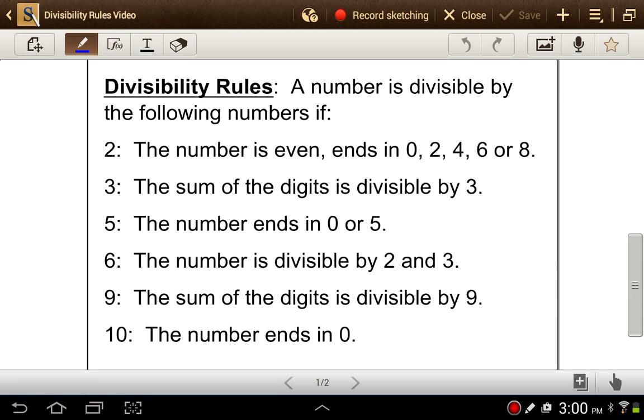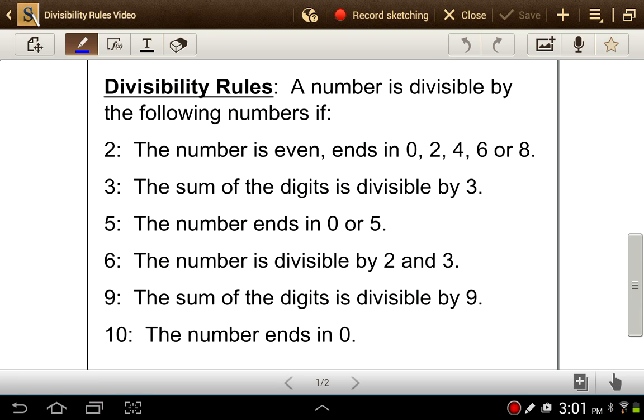Okay, 3. 3 is an interesting rule. For 3, the sum of the digits is divisible by 3. Sum means to add. The digits are the numbers that are used to make it. So if it's 359, you would do 3 plus 5 plus 9, and you would add those up. That's 17. 17 is not divisible by 3, so then the big number is not divisible by 3. 3 is very interesting, a lot of math goes into it, but you have to remember to add up the digits to see what they are divisible by.